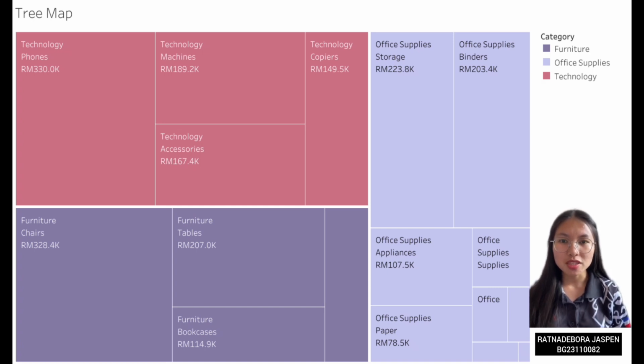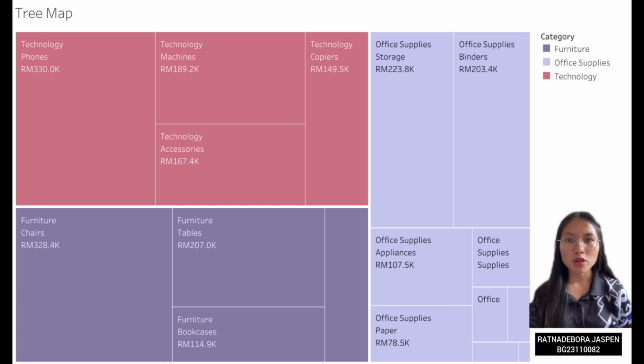A tree map chart is created using a data visualization technique that visualizes hierarchical data in the form of nested rectangles. A tree map is also known as a box map or proportional map. There are three categories used in the tree map, which are furniture, office supply, and technology.